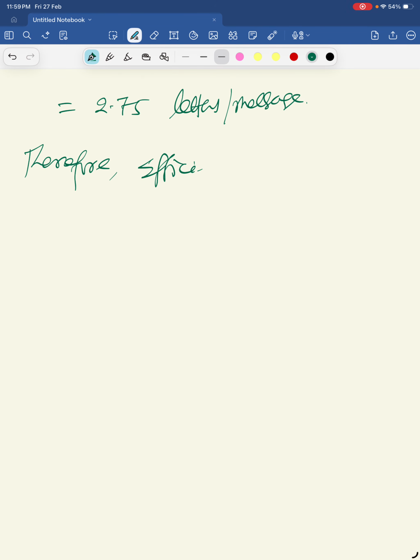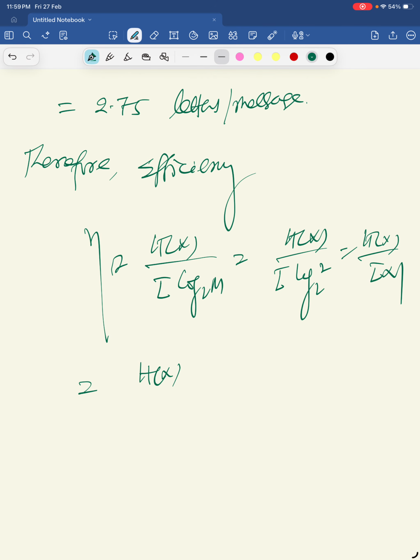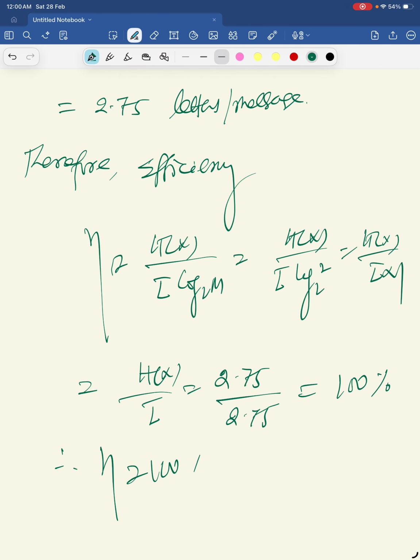So now efficiency eta is equal to H(x) by L bar log to the base m. Here m is equal to 2. Then H(x) by L bar log to the base 2. Log to the base 2 of 2 is equal to 1. So H(x) by L bar: 2.75 divided by L bar, also 2.75. Okay, that is 100%. So efficiency is 100% here.